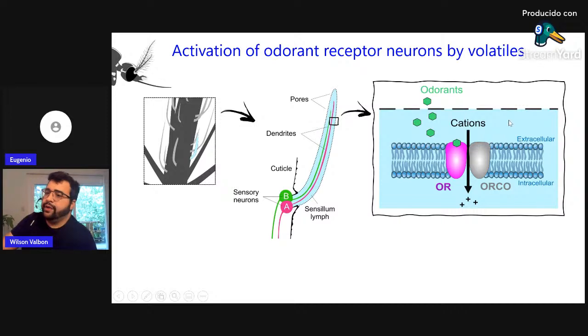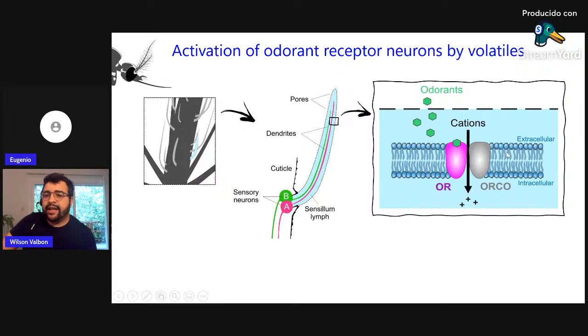So here in the lymph, you have other proteins, like OBPs, which are responsible for transporting these molecules, this odorant, to the receptor. But today I'm going to focus only on this interaction over here. Here the odorant binds to this odorant receptor, OR.